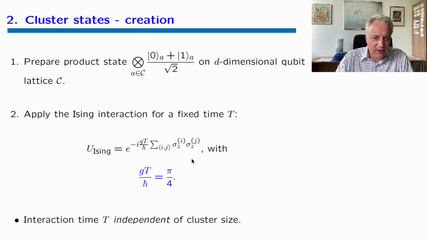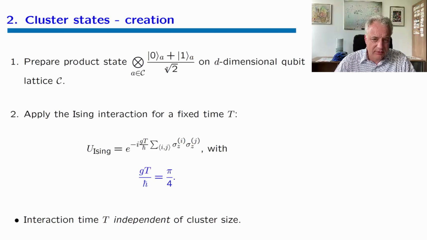We will give the formal definition later. So we begin with a creation procedure for these states. We can create cluster states in two steps. The first step is we prepare every qubit individually in an eigenstate of sigma x. These qubits may live on a d-dimensional lattice.